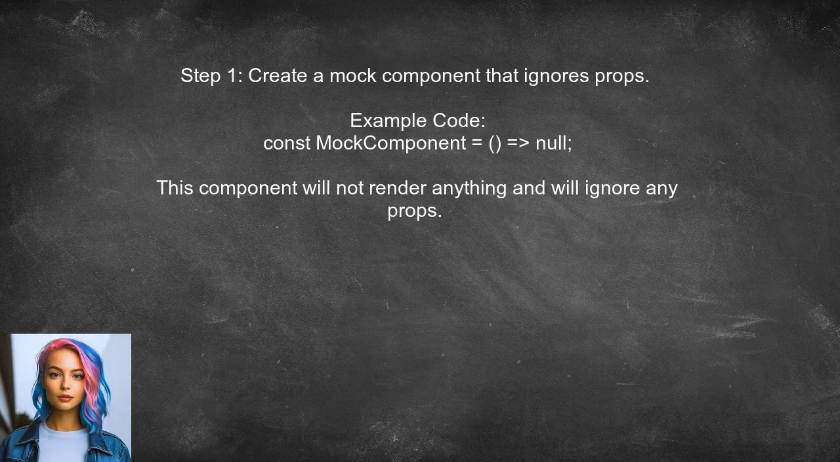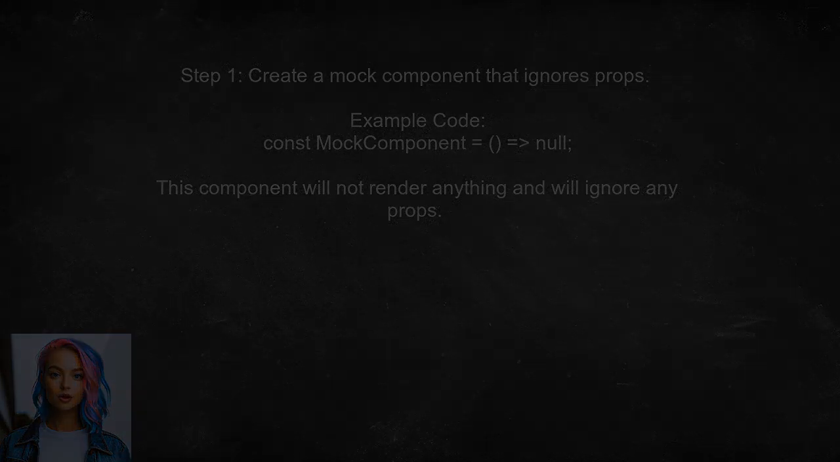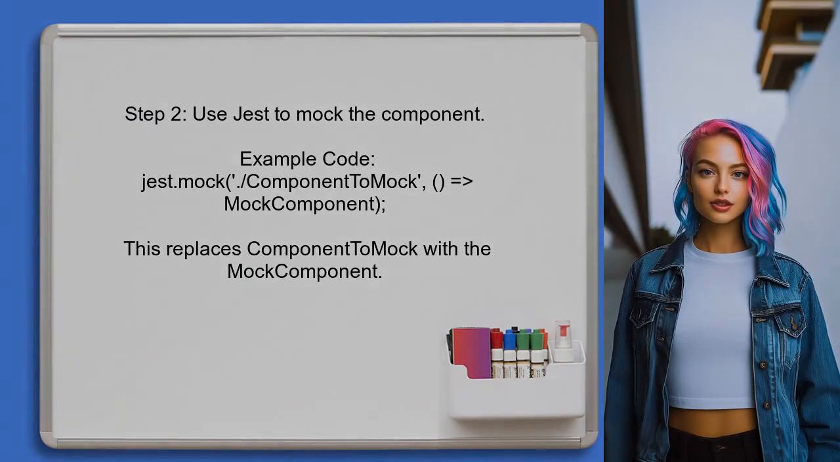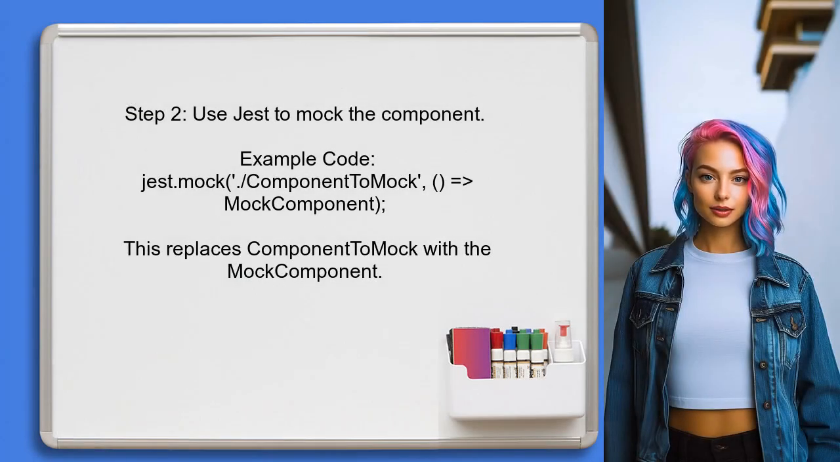To begin solving this issue, the user can create a mock component that ignores any props passed to it. This can be done by defining a simple functional component that returns null. Next, the user should use Jest's mock function to replace the original component with this mock component. This will prevent any warnings related to unknown props.